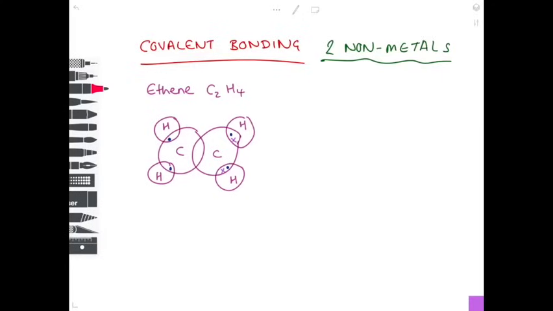So 1, 2, 3, 4. Let's do the other side. 1, 2, 3, 4. And now have a look. Yes, all the hydrogens have 2 electrons in the outer shell, and each carbon now has 8, so that is correct.